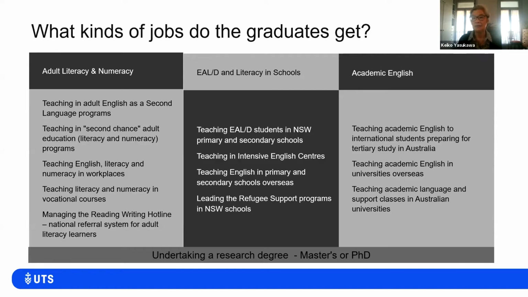And if any of you have watched the SBS program recently called Lost for Words, you can access this on SBS online. This was a program about adults who in their adulthood come back to develop their literacy skills because they never had the opportunity when they were younger. So there are some of the jobs that our graduates who specialize in the adult literacy and numeracy stream go into.